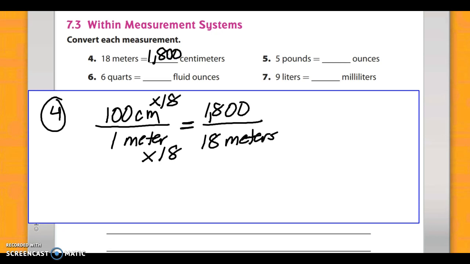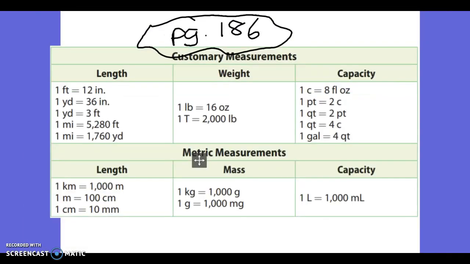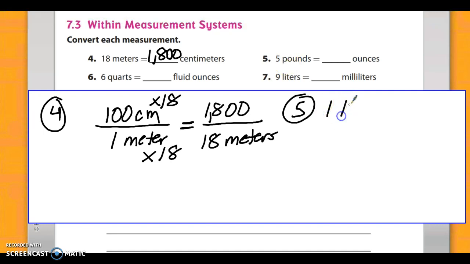Let's check out number 5. I might be able to just save that and make space and do number 5 like this. Number 5, do you remember pounds to ounces? Pounds to ounces is right here. 1 pound is 16 ounces.